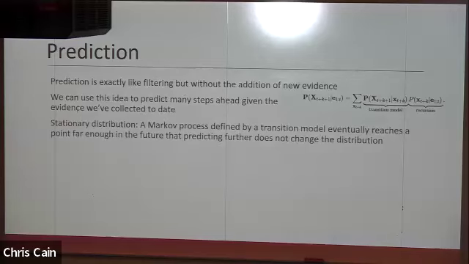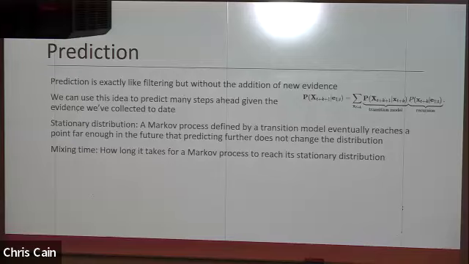We should first talk about the concept of a stationary distribution. This is just saying that the transition model reaches a point far enough in the future that predicting further doesn't change the distribution. This makes sense. There's no amount of rain that we could see if we looked far enough into the future that would change our underlying model of how likely it is that it will rain tomorrow, given that it rained today. Kind of the point of no return with regards to the law of large numbers.